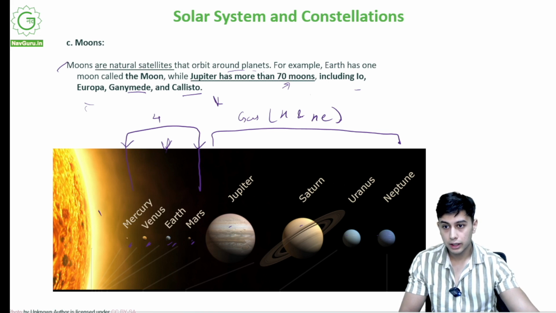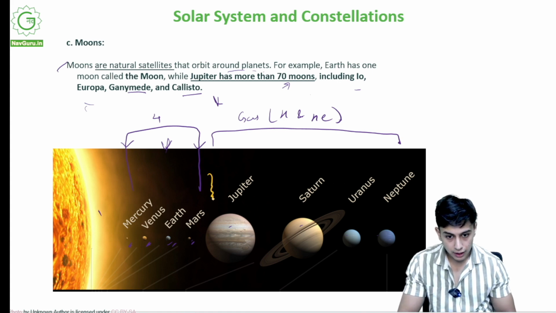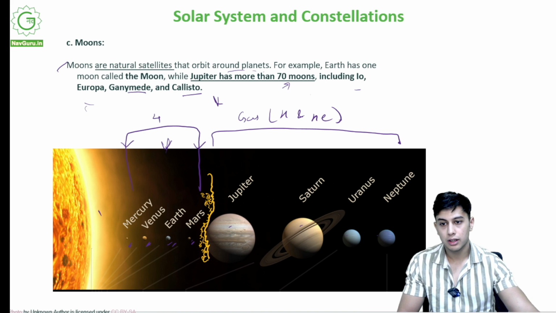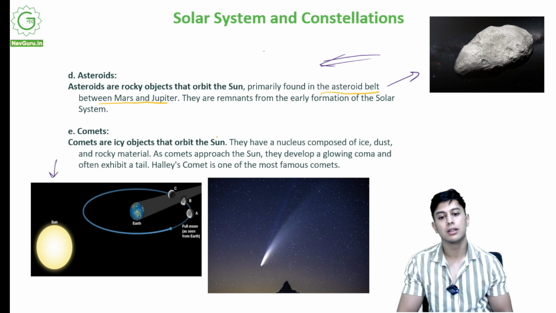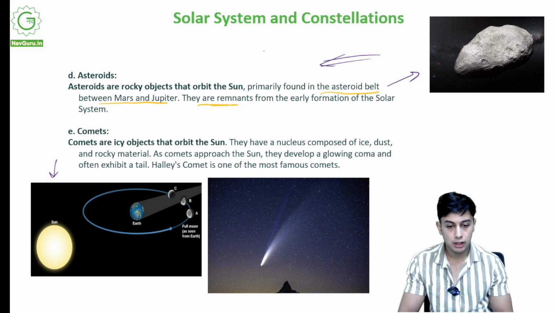Let me take a different ink. So between this Mars and Jupiter, there are a lot of asteroids. There is an asteroid belt. There are a lot of asteroids, rocks in the form of an asteroid belt between Mars and Jupiter. They are remnants. What do I mean by remnants? Remains.